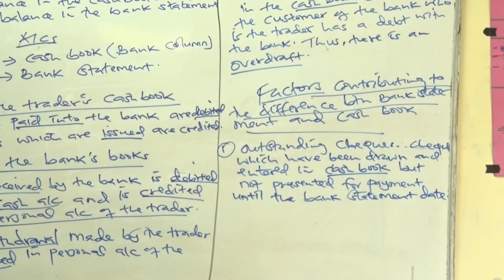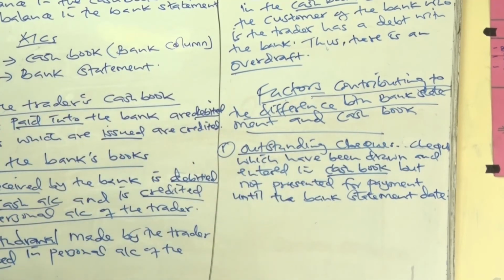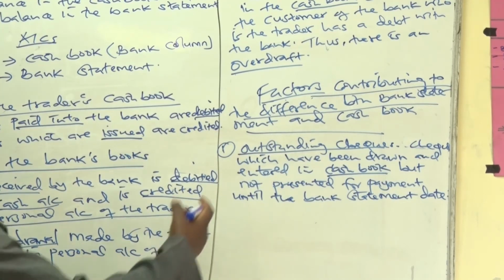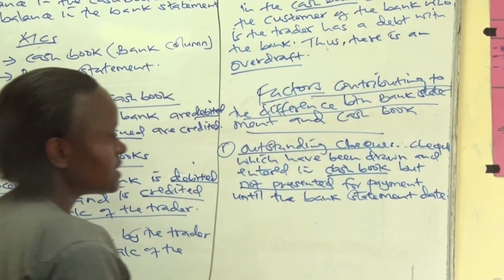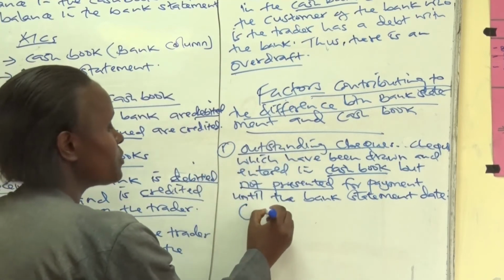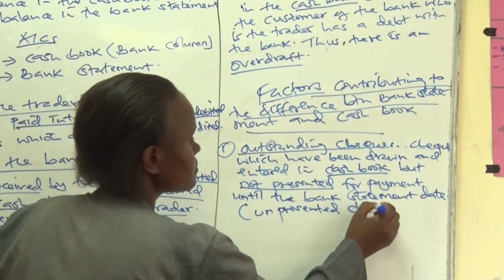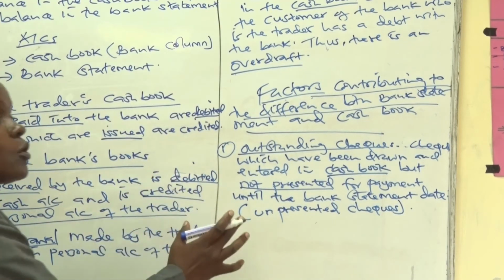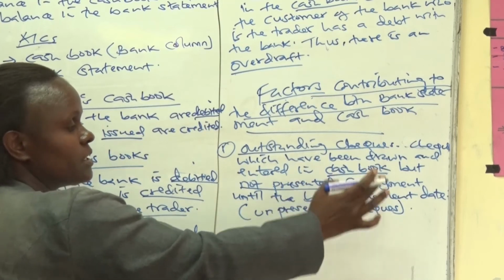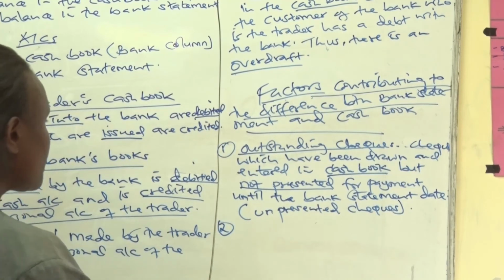So the trader can forget. He has drawn some checks. He has given the amount, or he has credited the supplier, but he has not taken the check to the bank to be paid for. So the other name for this outstanding check is unpresented checks. So we have the details of this check in the cash book, but there's no entry in the bank statement showing the checks.